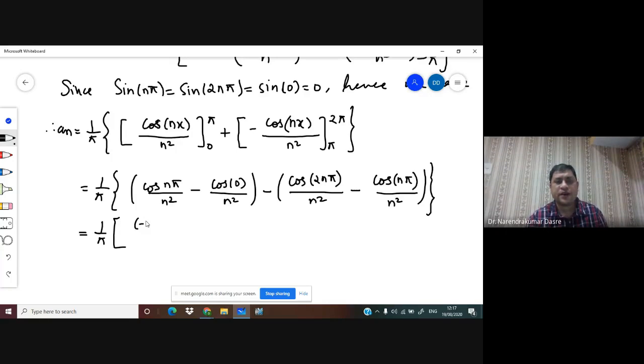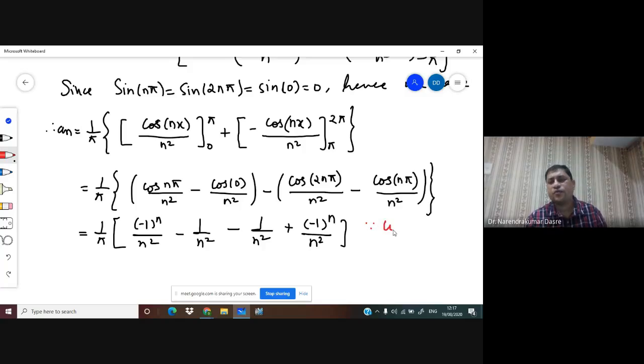Now cos of n pi is minus 1 raised to n upon n square minus 1 upon n square. This is minus 1 upon n square, and minus minus plus 1 upon minus 1 raised to n upon n square. So what we know is, we know that cos of 0 is equal to 1, cos of 2n pi is equal to 1, and cos of n pi is equal to minus 1 raised to n.